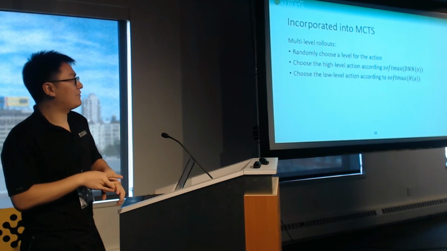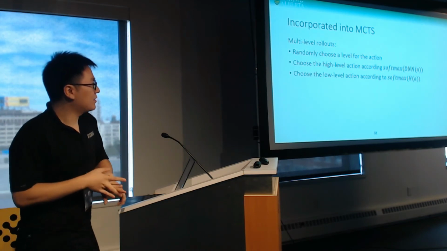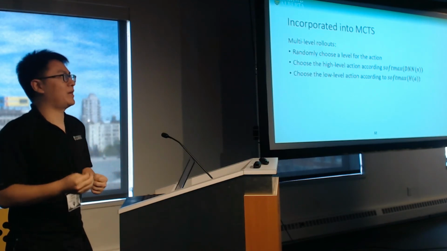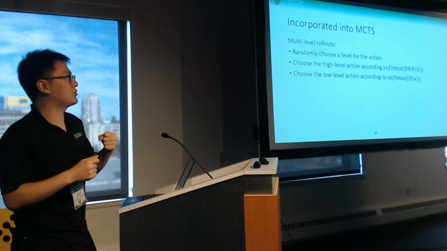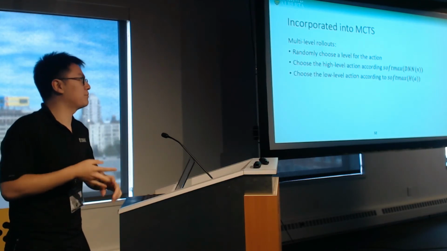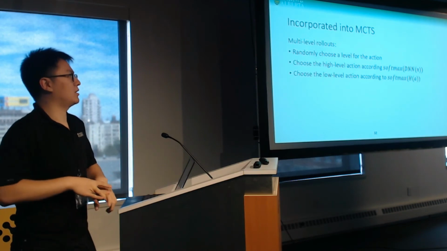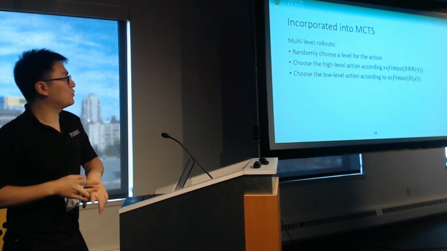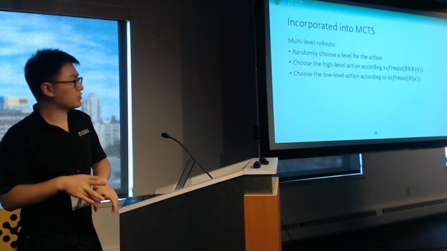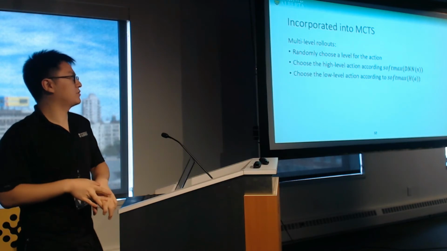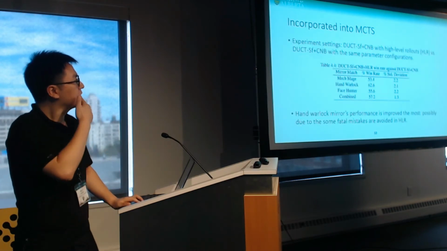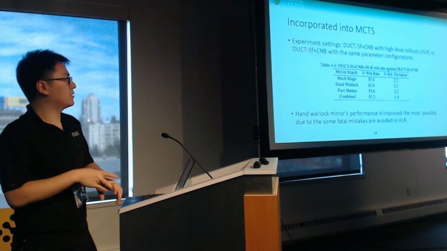So we choose a level randomly first, and then because the output of the DNN is actually the probability of each card to be played, it's not a distribution, so we turn it into a distribution by applying a temperature softmax function. We also like to choose the low-level action. We also apply a tuned softmax to the normalized heuristic value.